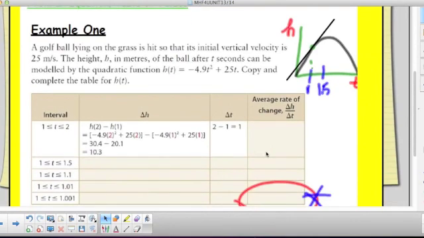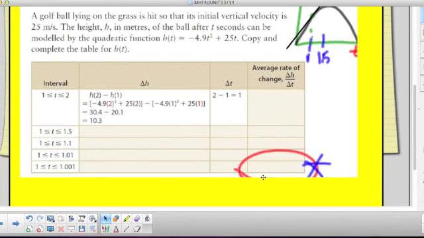So notice that the average rate of change is now my delta height over delta time. And the intervals, pay very close attention to the intervals. We are going from between 2 and 1 seconds to 1 and 1.5, 1 and 1.1, 1.01, 1.001. We're breaking it down into the teeniest tiny little intervals to see if we can find a common trend and calculate to get as close to the instantaneous rate of change as possible.